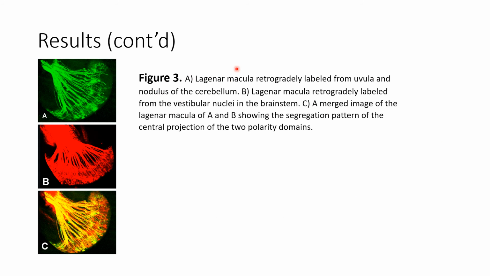Now, Figure 3 is looking at something distinct from mammals. This is a look at the lagenar macula, which is something that mammals do not possess. The avian lagenar macula is a markedly curved otolithic organ located at the distal tip of the cochlear duct and is known to have projections to the vestibular nuclei and cerebellum. Images A and B show labeling for projections to the cerebellum and brainstem respectively. Image C shows the merged images of A and B. Notice that there's no clear striola observed in the lagenar macula as opposed to what is observed in the utricle and saccule.